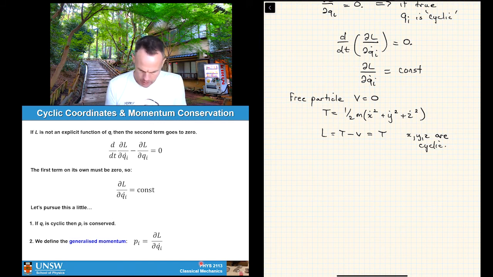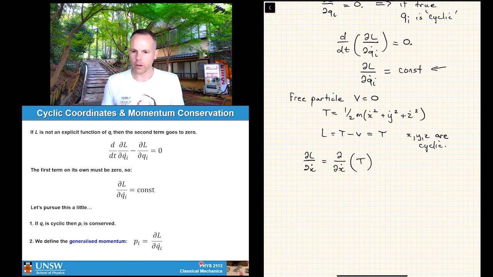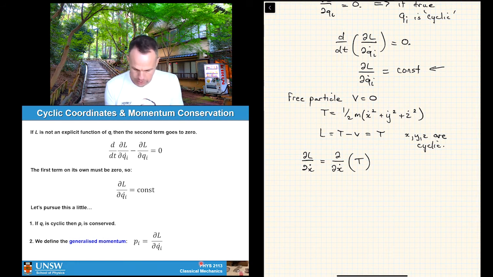If we do this, let's look at ∂L/∂ẋ, right? ∂L/∂ẋ corresponds to this guy up here. It's now going to be ∂/∂ẋ of our kinetic energy term that we had up above, which is going to be mẋ, so the square on the ẋ is going to pop down and knock out the half. And this thing, of course, is just a momentum. And it's the momentum along the x direction, right?